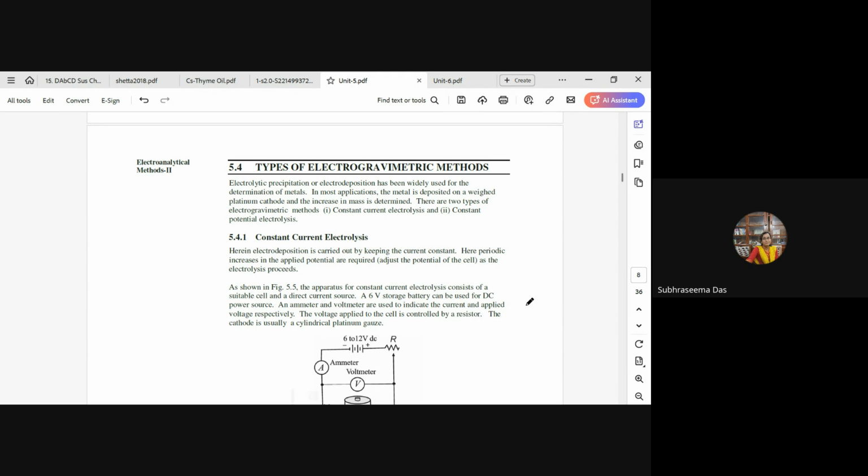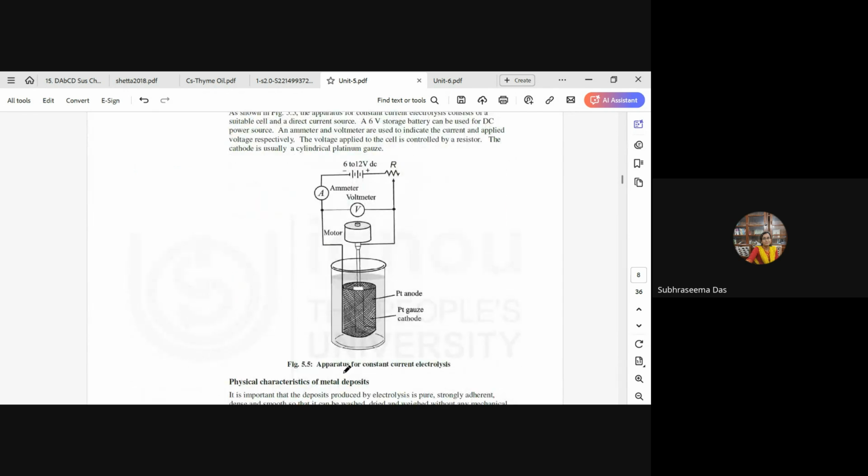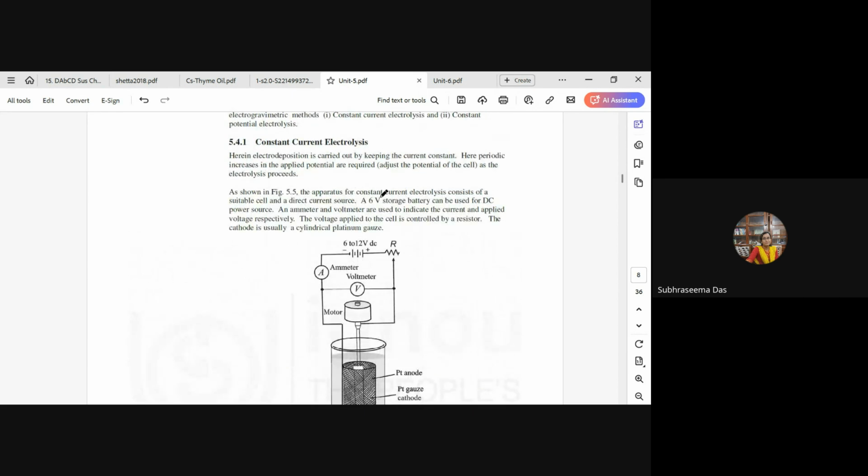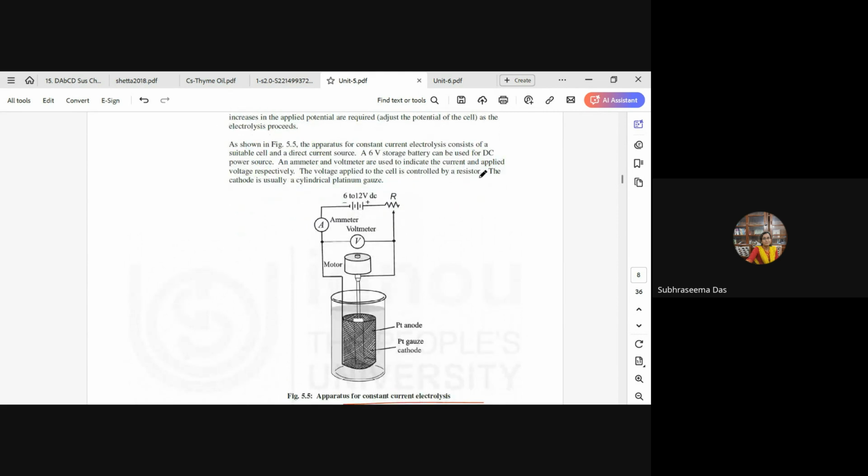As the name implies, the electrodeposition is carried out by keeping the current constant. Here, periodic increases in the potential are required. That is, the potential is increased periodically as the electrolysis proceeds. In figure 5.5, this is the general apparatus for carrying out constant current electrolysis. The apparatus consists of a suitable cell and a direct current source. A 6-volt storage battery can be used as the DC power source, along with an ammeter and voltmeter. The ammeter measures the current and the voltmeter measures the applied voltage. They are all controlled by a resistor.